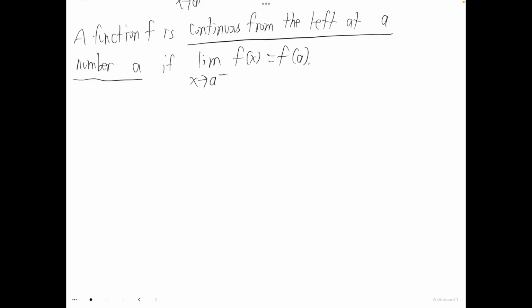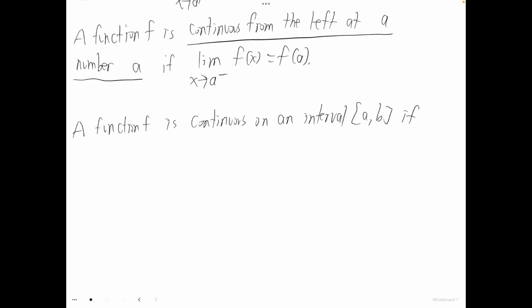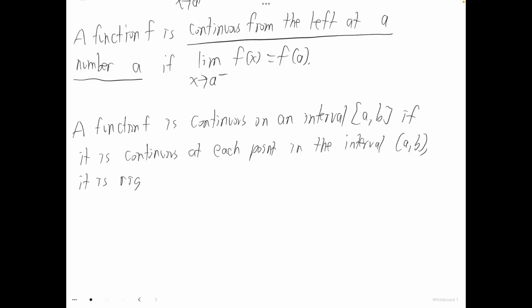And so now this brings up the following definition. So we say a function f is continuous on an interval a to b if it is continuous at each point in the interval a to b, it is right continuous at a and left continuous at b.